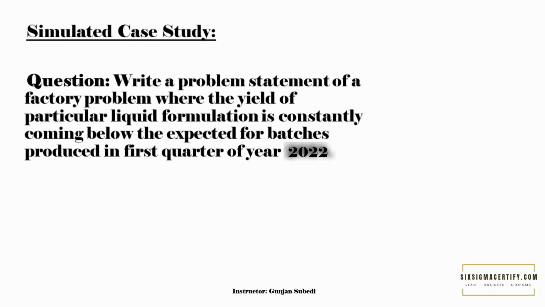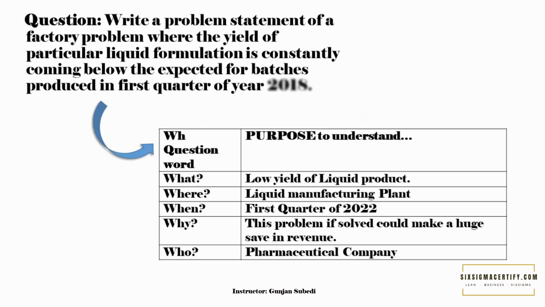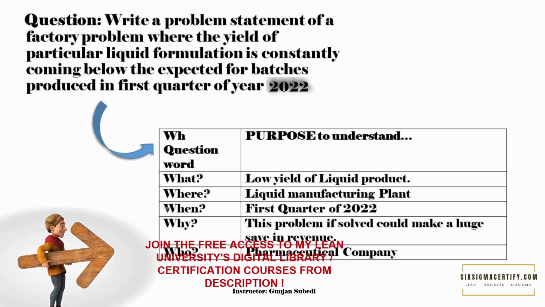Problem statement example. Suppose we have to write a problem statement of a factory problem where the yield of a particular liquid formulation is constantly coming below the expected for batches produced in the first quarter of the year 2022. Keeping these points in mind, let's create a problem statement. Let's first fill the WH table. So, what is the problem? Low yield of the liquid product is the problem.